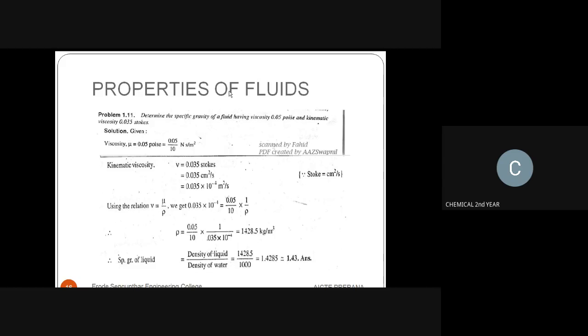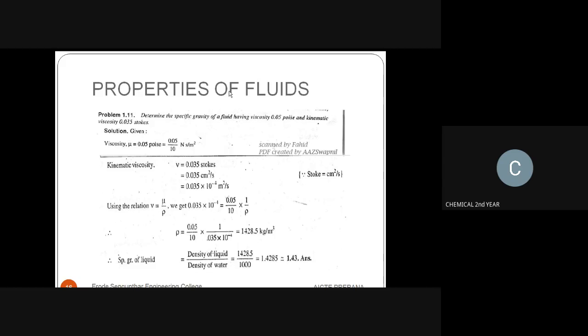Okay. Right. So now we can calculate the specific gravity of the liquid. So specific gravity of the liquid is equal to density of the liquid divided by density of the water. Okay. So what is the density of the liquid? We have already calculated 1428.5. So density of water is 1000. We know that. So 1428.5 divided by 1000 is equal to 1.4285.